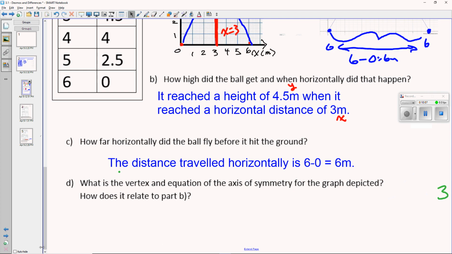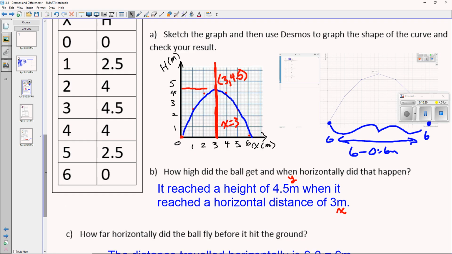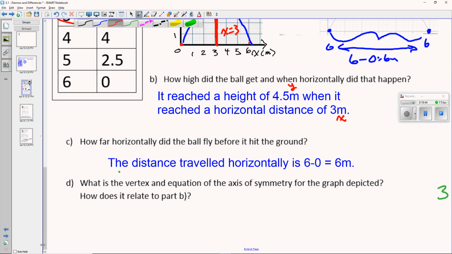Now, let's go and pull all this together. So, what is the vertex and the equation of the axis of symmetry? We already have that. When you see your graph, you can easily pick your vertex out. Another way to pick out your vertex would have been to look to see where your graph reaches its maximum. In this case, it happens here. It happens when x is 3 and h is 4.5, because after 4.5, all the points go down again. So you could do that, or you could just look at your graph that you created.